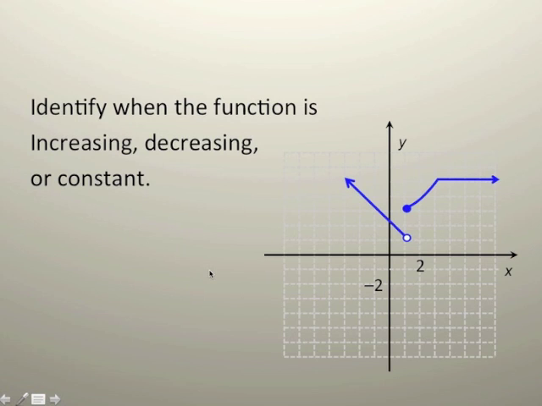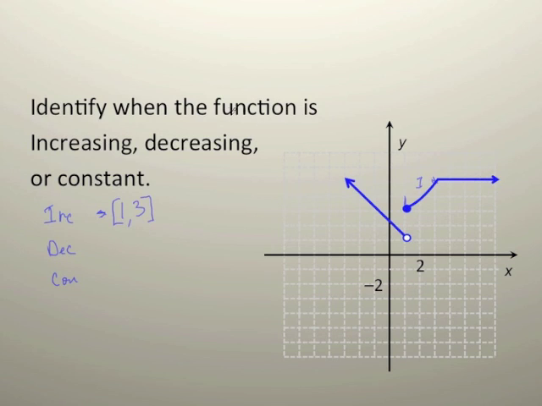Oh, we have a constant part here. So when is it increasing, when is it decreasing, and when is it constant? It's increasing between here and here. That's when it's increasing. And we give the x values. It's increasing from 1 to 3, and we'll use brackets. That's where it stopped increasing.